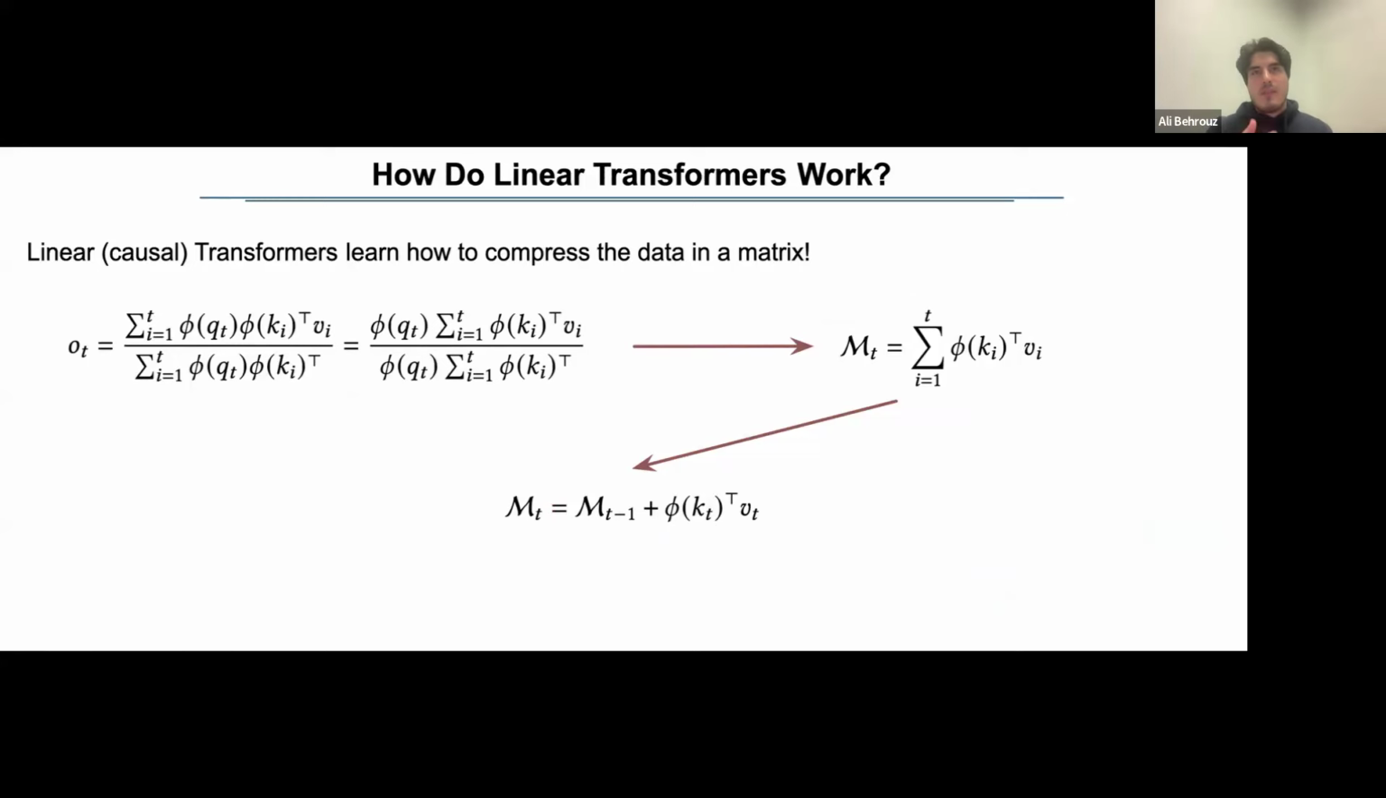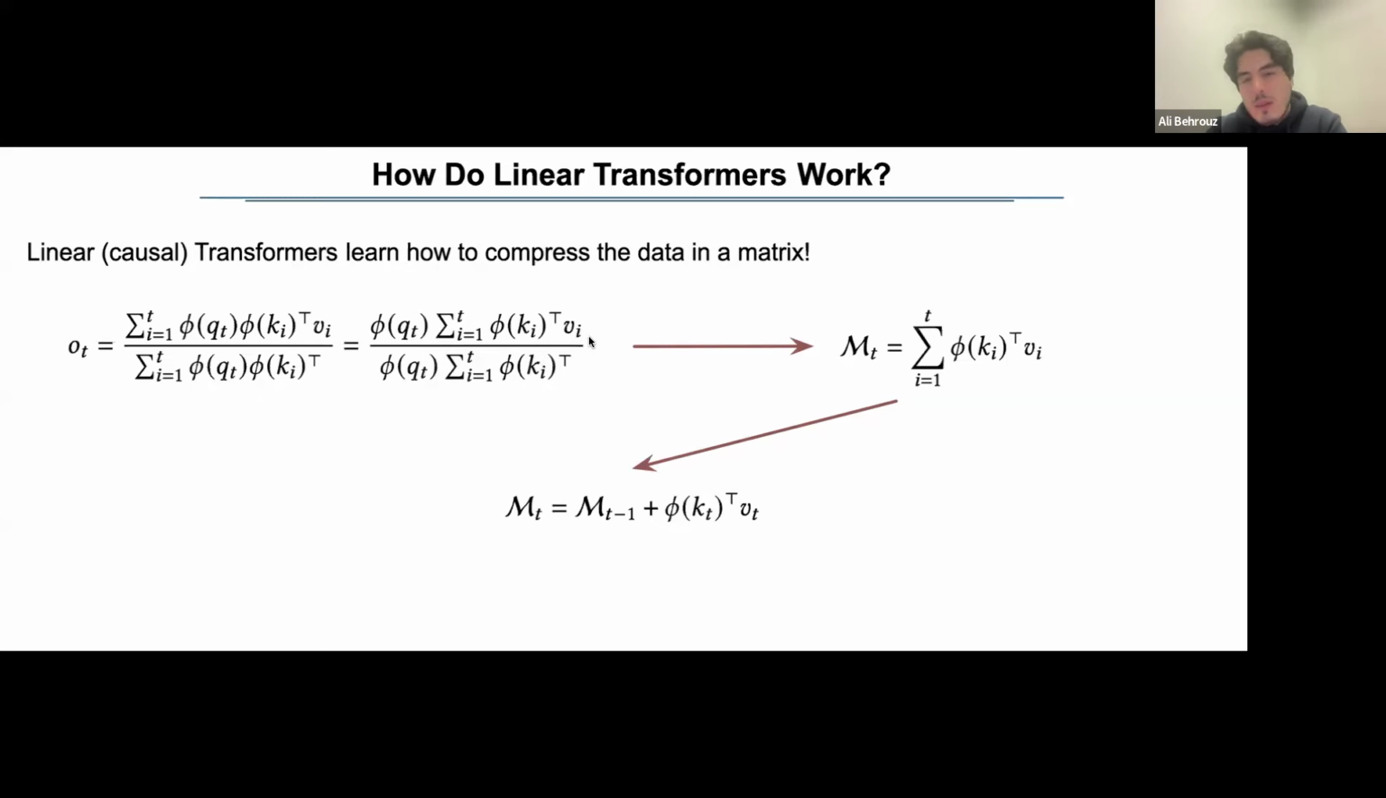We just replace the softmax by a separable kernel. So basically, when we have something like QTKI, the dot product of QTKI, we can just separate them and apply the kernel on top of each of them. So this formulation of the output of attention can be simplified to this formulation that we have here. If we look at this summation here, we can see that this summation is very similar to the memory of this transformer, because we are storing the keys and values into this memory.